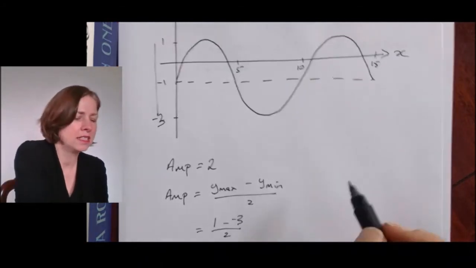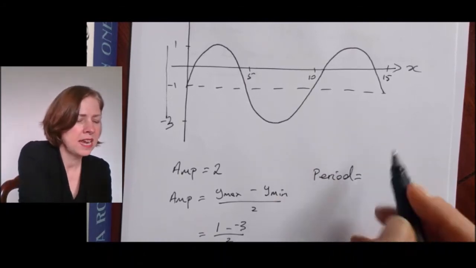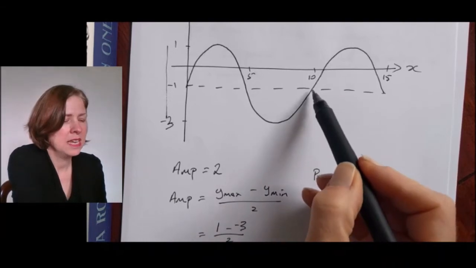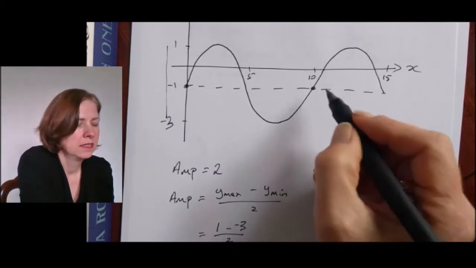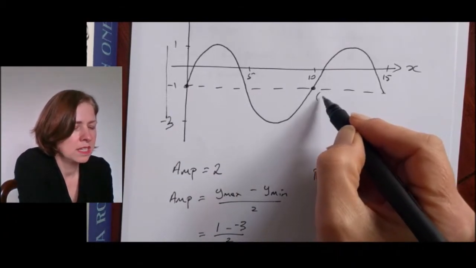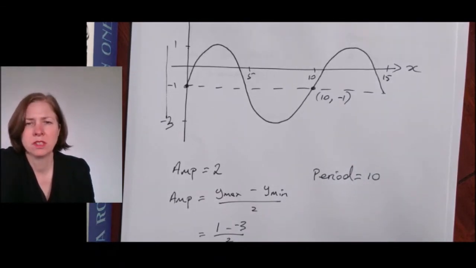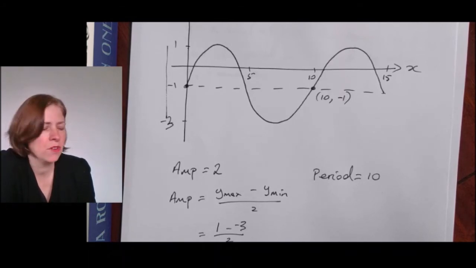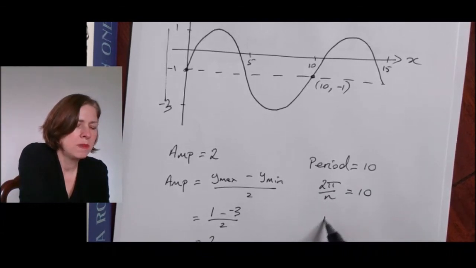The other thing that I can see quite easily is the period, and that is 10, because I can see that I start here at (0, -1), and then I go to (10, -1), which means I've got a period of 10. All right, I've started at x is 0, and I've gone through a complete cycle when I get to x is 10. So my period is 10. That means 2π on n equals 10, which means n is 2π on 10, which is π over 5.